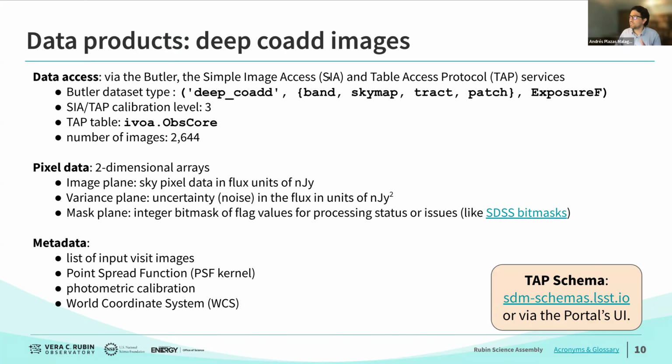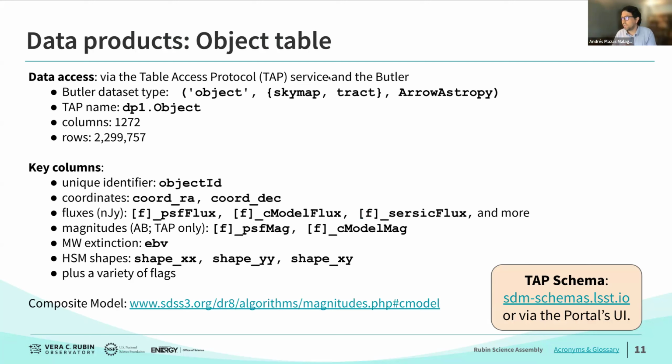So here we were talking about the images, the deep coadd images. Now for the object table, you can also access them via the Table Access Protocol or the Butler as well. But the general rule of thumb is we recommend people use the Butler to access images and the TAP service to access catalogs. There are exceptions to that rule, but that's the general recommendation.